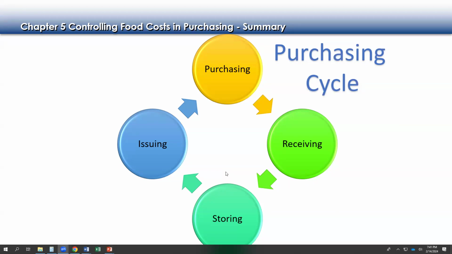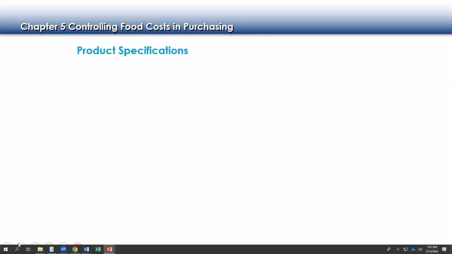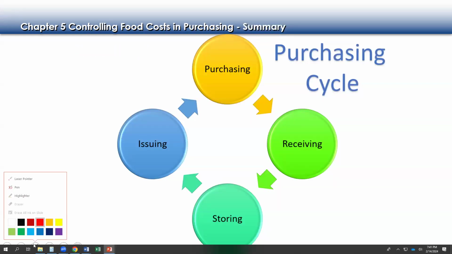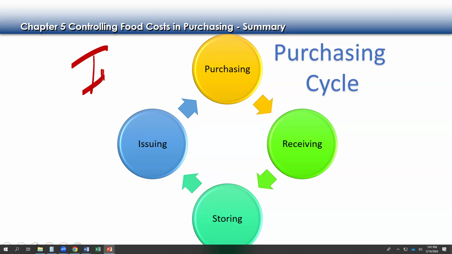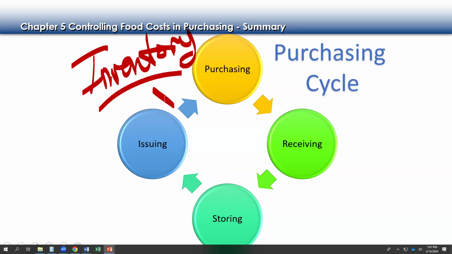After we issue it, then we do inventory. And then we have to know how much we have to purchase again to be able to start the cycle all over again.